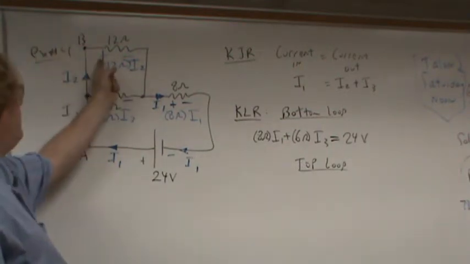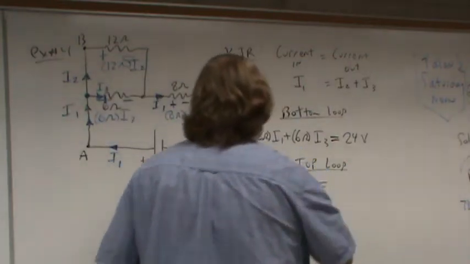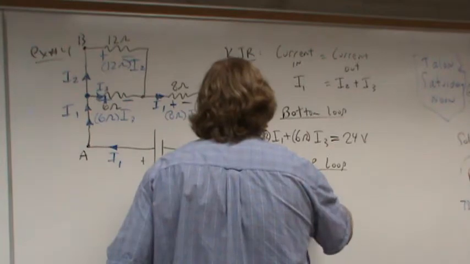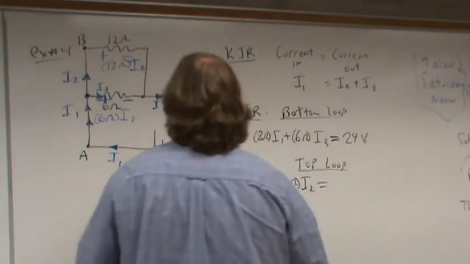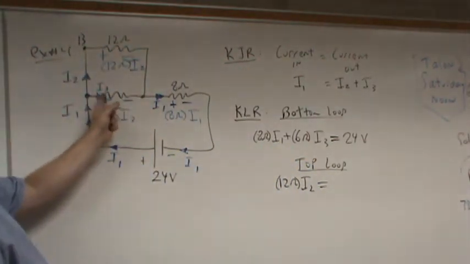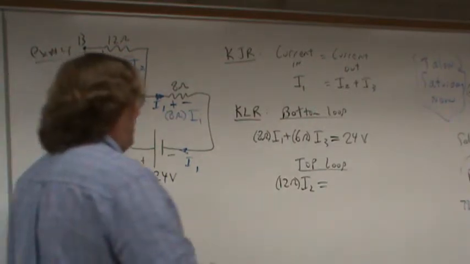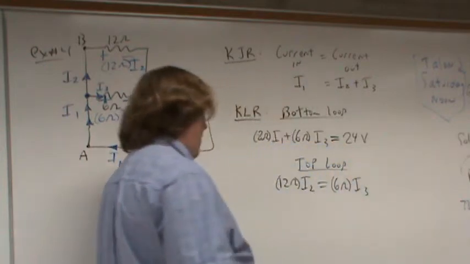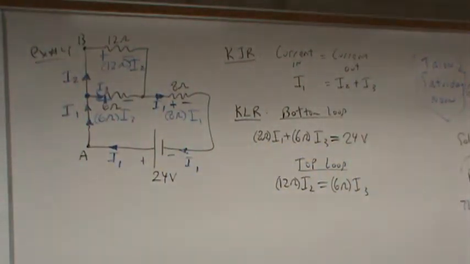Do you see that I've got a voltage drop there? This is a voltage drop, so it'll be 12 ohms times I2. And then I got a voltage rise here, 6 ohms times I3. I now have three equations with three unknowns, and I can solve for I1, I2, and I3. Any questions on what I've done so far?